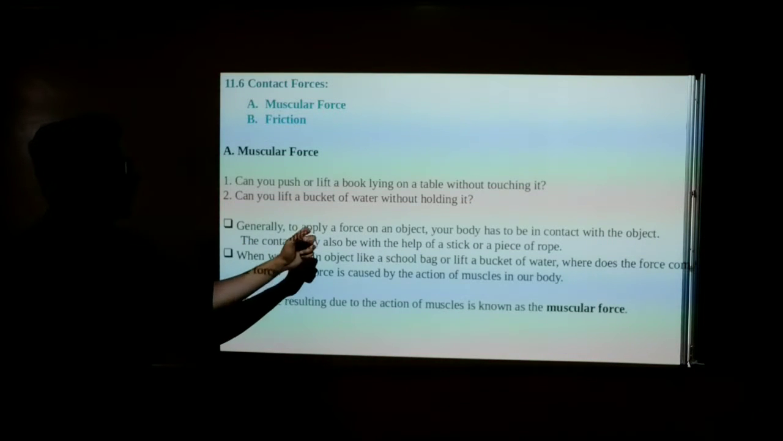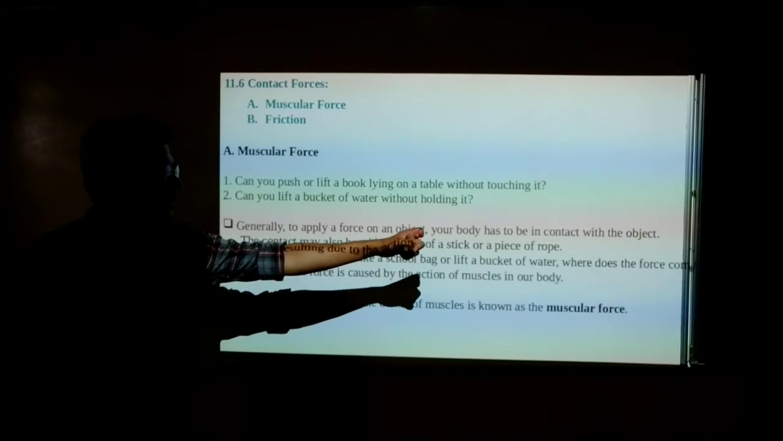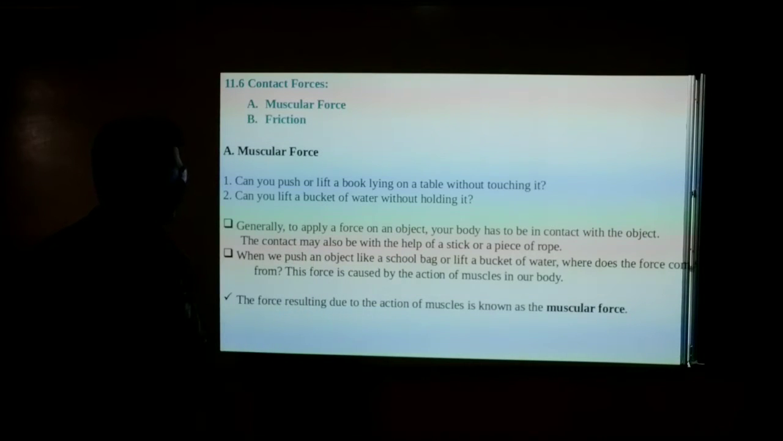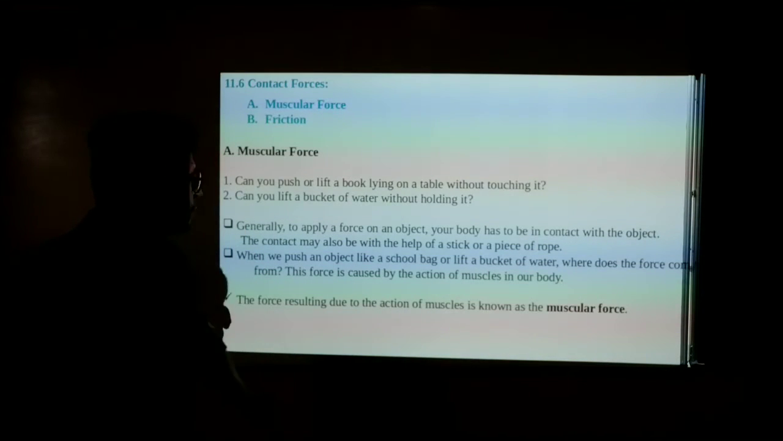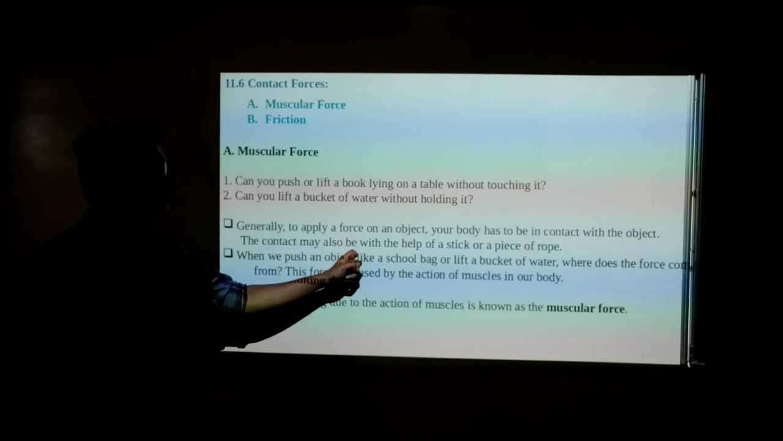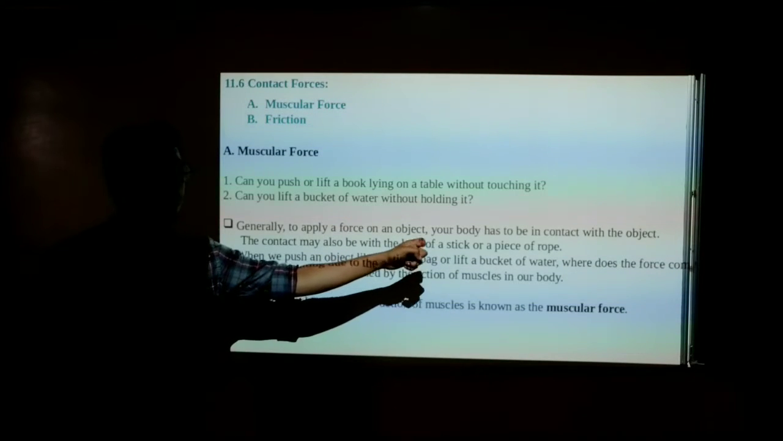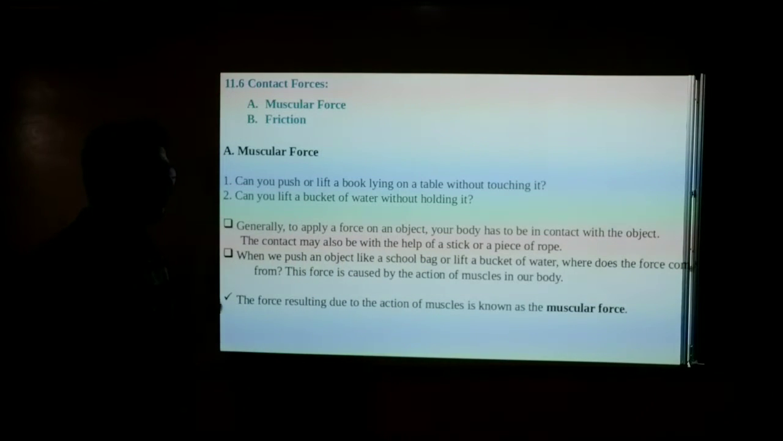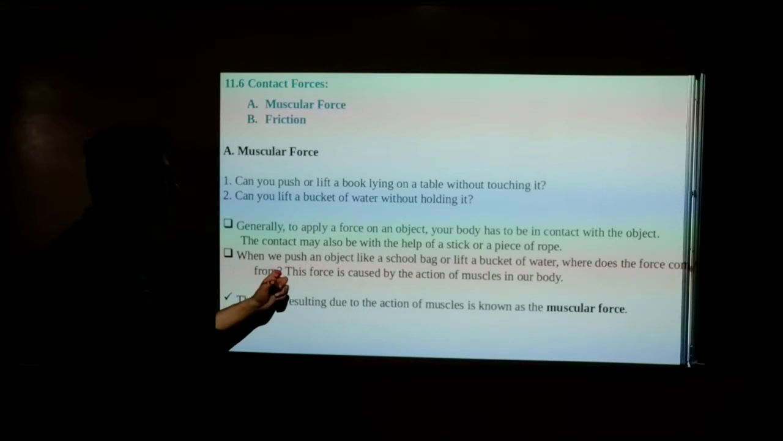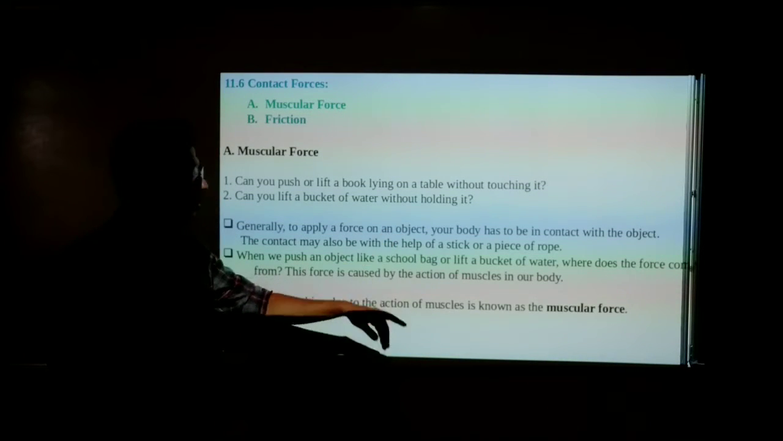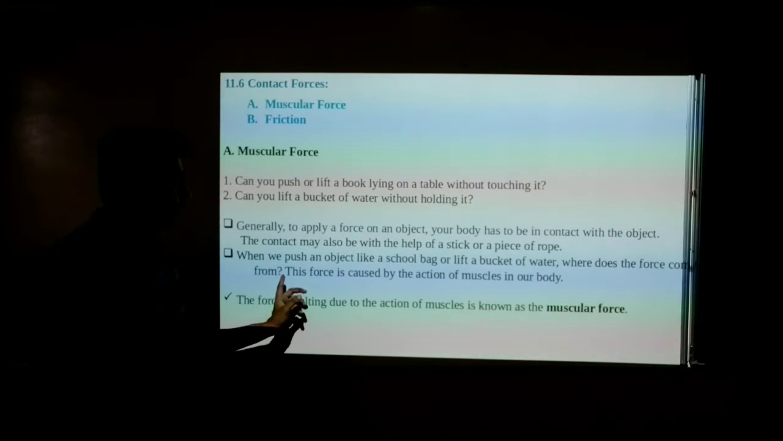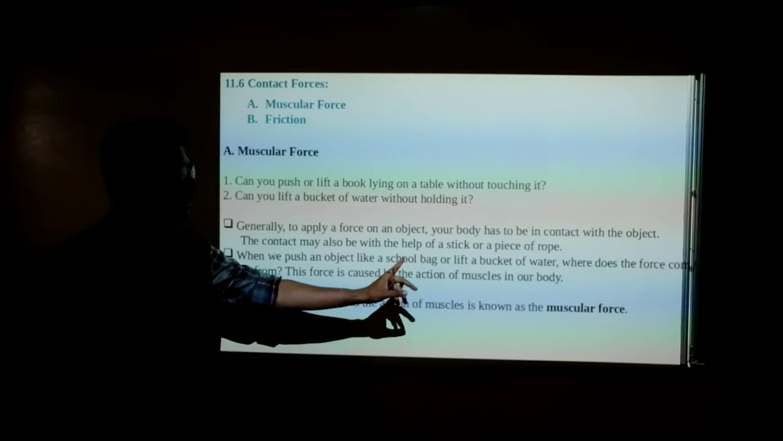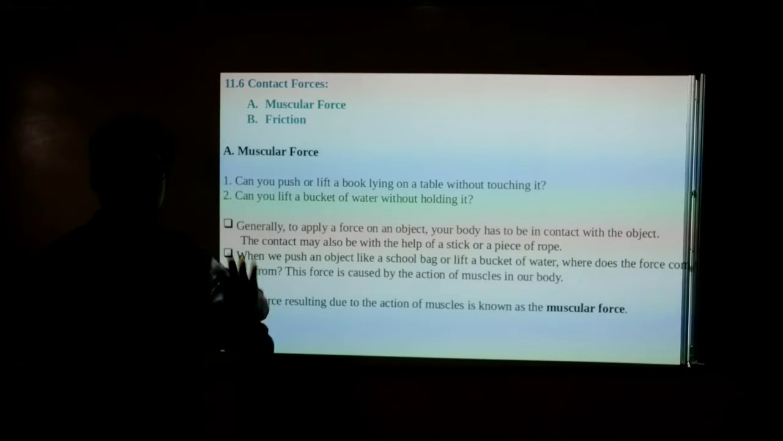So generally, to apply a force on an object, your body has to be in contact with the object. Yes or no? When you are applying a force, there must be contact to transfer the force. The contact may also be with the help of a stick or a piece of rope. When we push an object like a school bag or lift a bucket of water, where does the force come from? This force is caused by the action of muscles in our body.